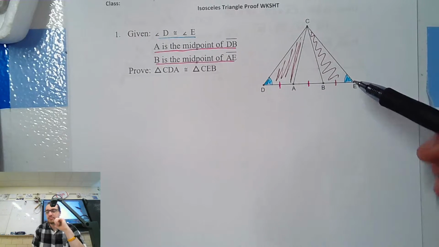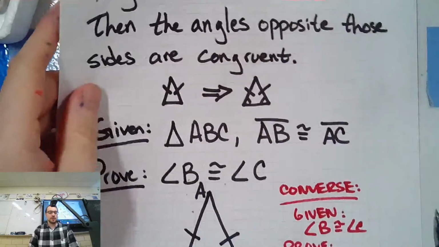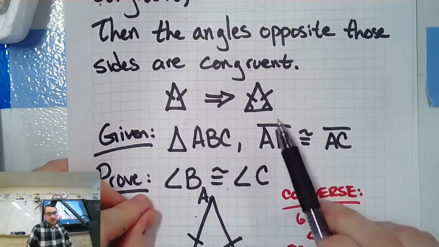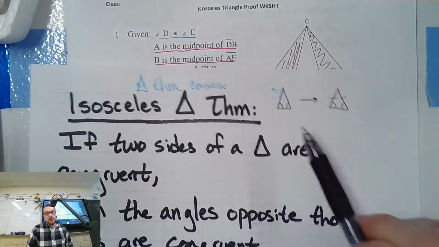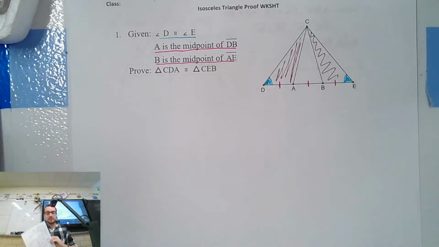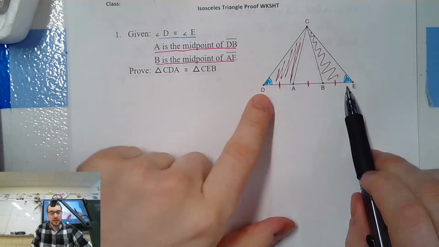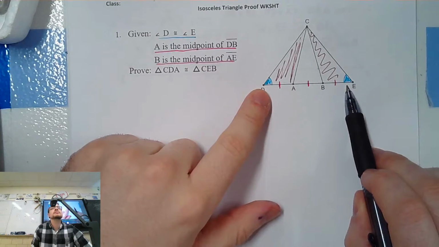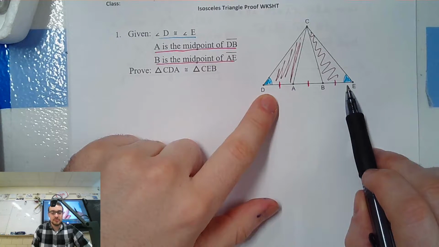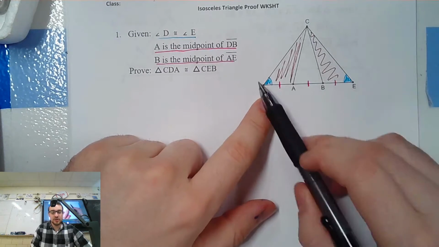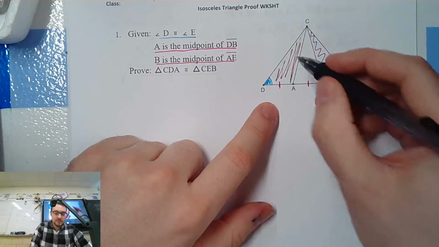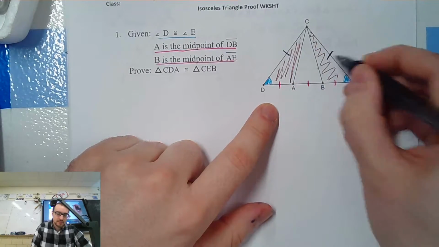Here's what we have to work with. If we know the sides are the same, then we get their opposite angles. We also know if we have the angles, we can get the sides. So that means since angle D and angle E are the same, we were given that, the sides have to be the same. Which sides? CD and CE, because they share the same angle.